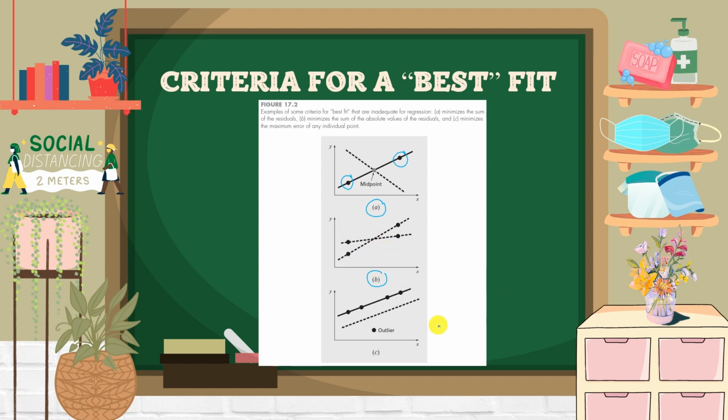A third strategy for fitting a best line is the minimax criterion. In this technique, the line is chosen that minimizes the maximum distance that an individual point falls from the line. As depicted in figure 17.2c, this strategy is ill-suited for regression because it gives undue influence to an outlier, that is, a single point with a large error. It should be noted that the minimax principle is sometimes well-suited for fitting a simple function to a complicated function.